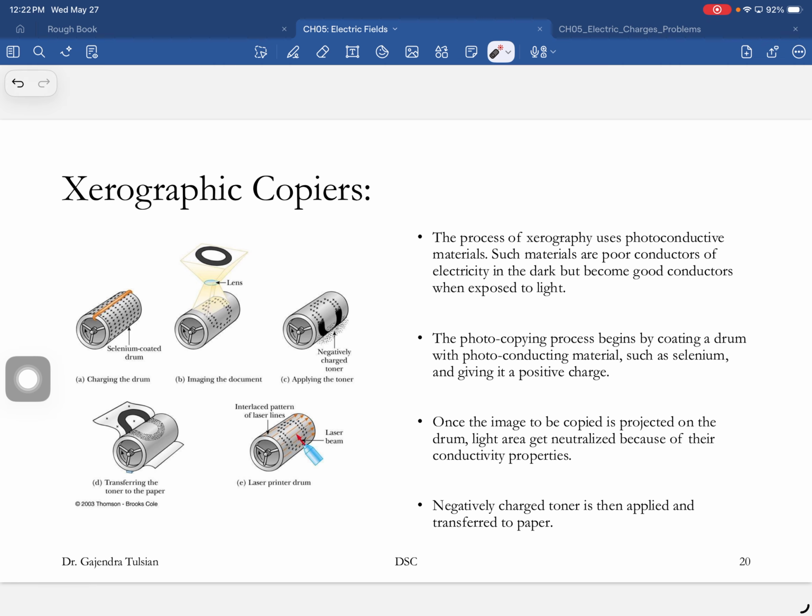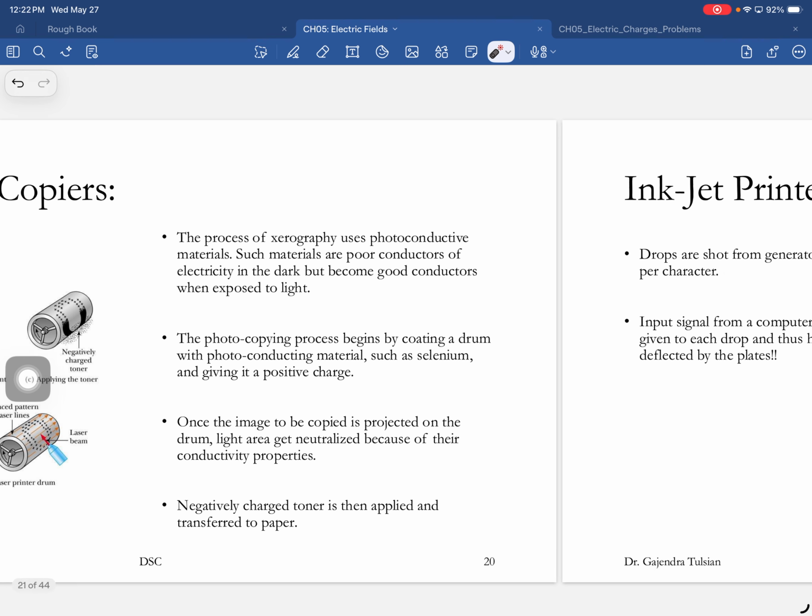In a laser printer, a laser is scanning, and what is the printer driver doing? It's turning the laser on and off at the right time. So that's how a laser printer works.